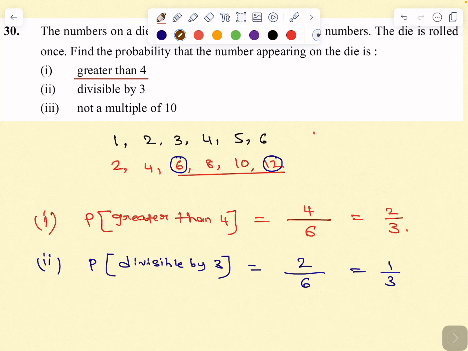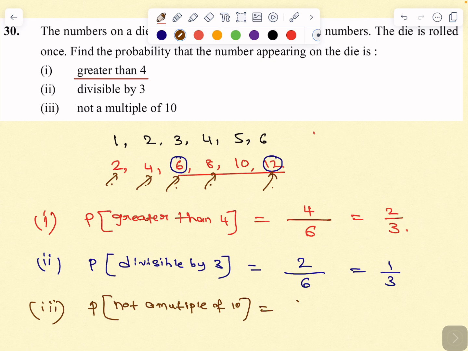Similarly, not a multiple of 10. So what are the numbers that are not a multiple of 10? Means the numbers which do not come under the 10 table. Those are 2, 4, 6, 8, 12. How many numbers are coming? 1, 2, 3, 4, 5, and these are not a multiple of 10. Then probability of getting not a multiple of 10. So out of 6 here we have 5 numbers which are not a multiple of 10. So the answer is 5 by 6, and this is your answer.